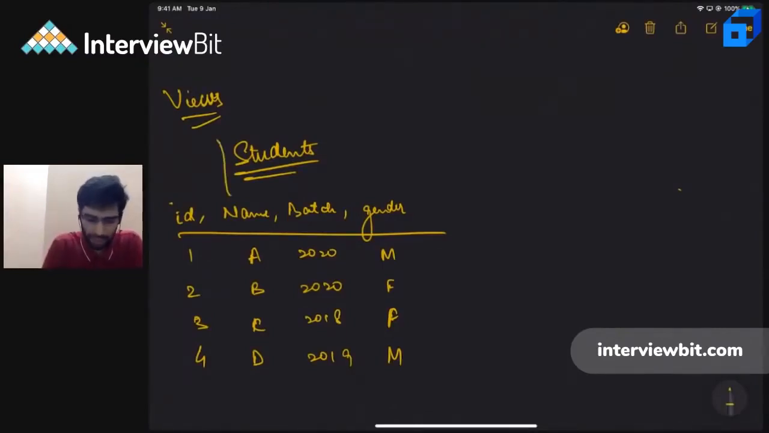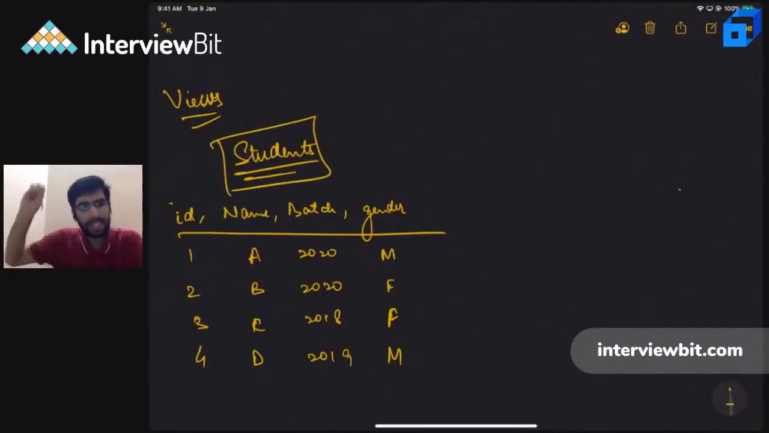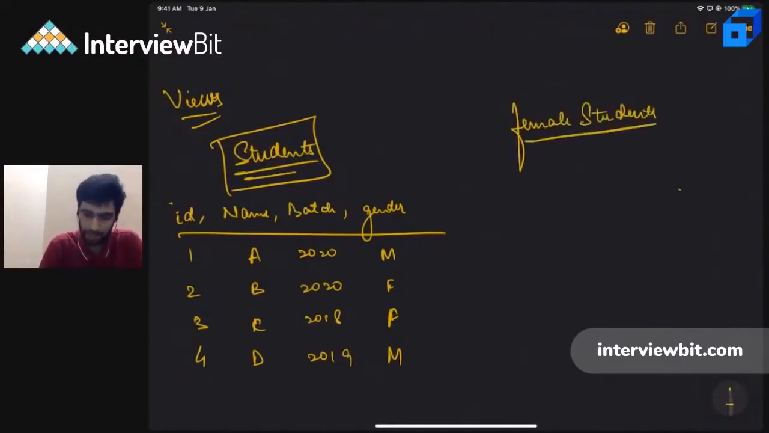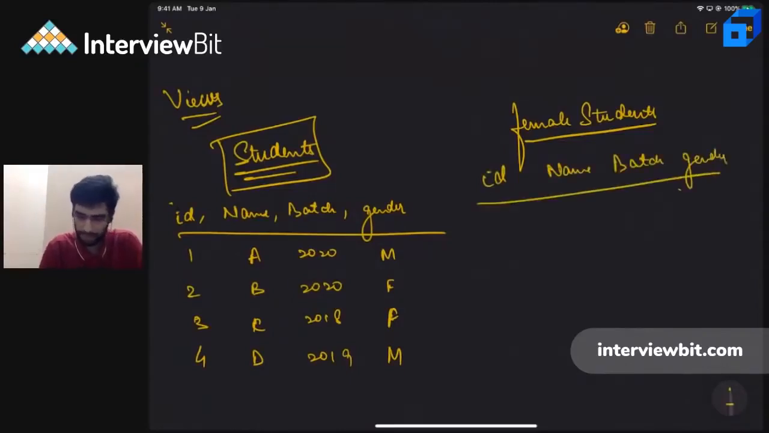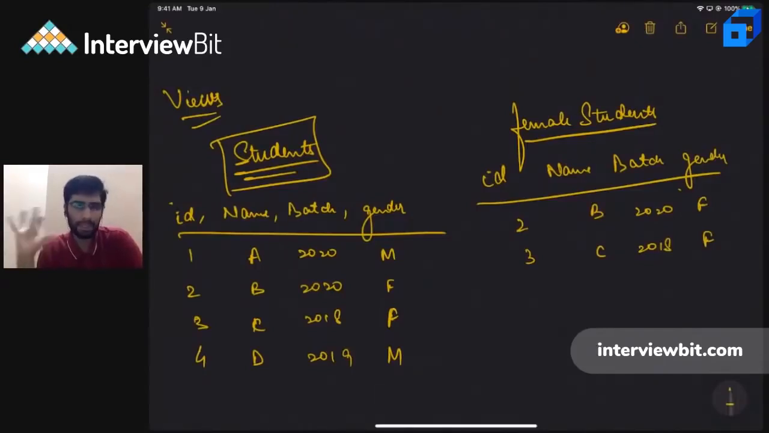Okay, so this is students. Then one way can be that I create another female students table, and that female students table will be like this: name, batch, gender, and then there will be 2 P 2020 female, then there can be 3 C 2018 and female. That is one way in which you can do that. Do you guys realize that there is some issue with this? There is some issue in which the data is being arranged here.